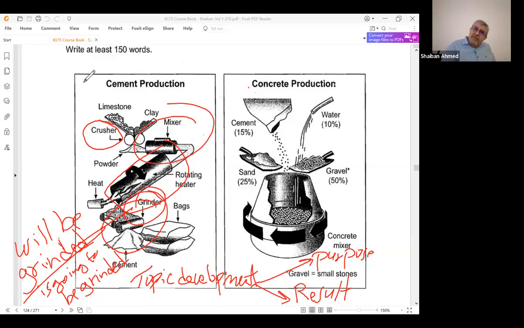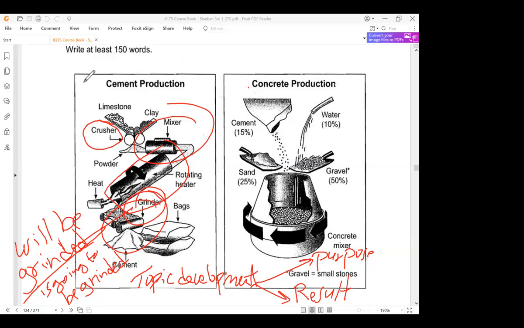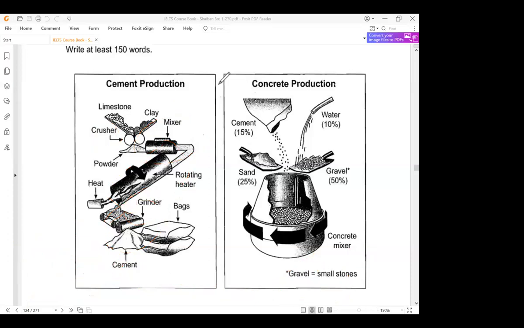Anyway, why am I talking about this? I studied this, I think, 35 or 37 years ago. I'm still remembering. Anyway, alhamdulillah.